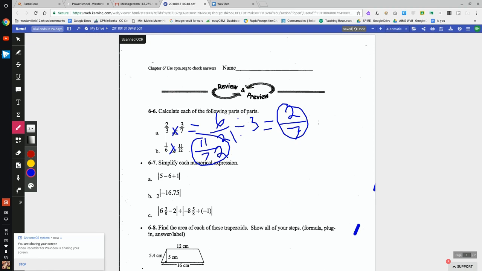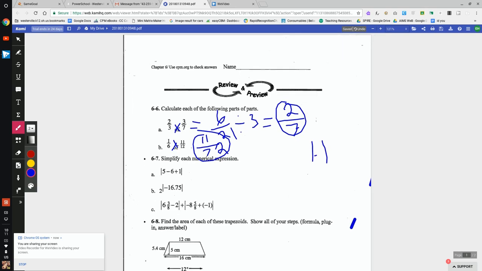Now, again, we got to remember for 6.7 that we have absolute value. Absolute value is the distance from 0, so no matter if you have a negative in the absolute value or a positive, they're always equal to a positive number. So 3 is 3 from 0. Negative 3 is 3 from 0.